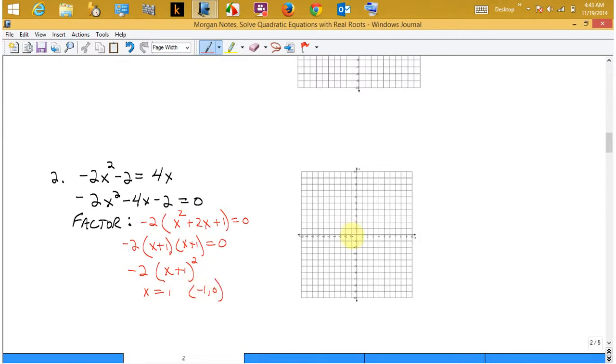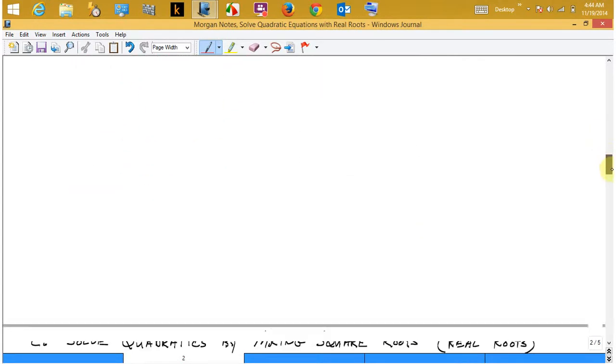So the parabola is going to just touch there and then move downward because there's a negative for a. So this parabola would look something like this. Okay? So that is solving by graphing.